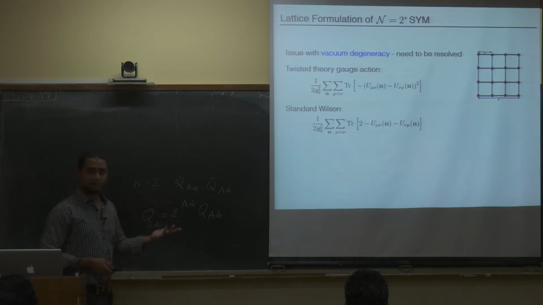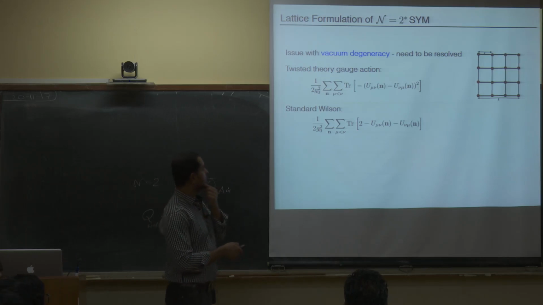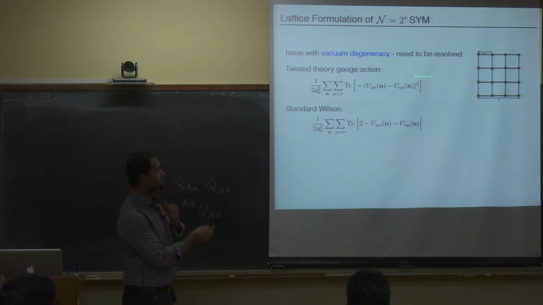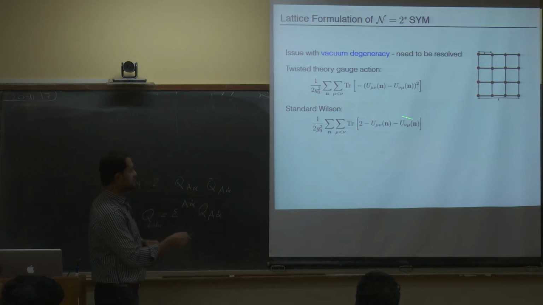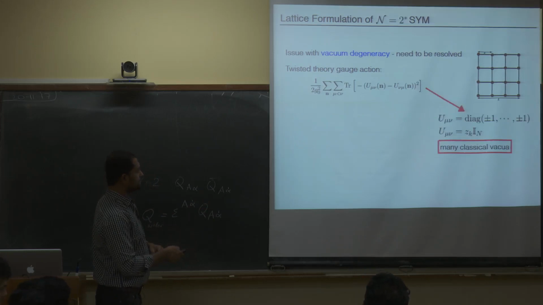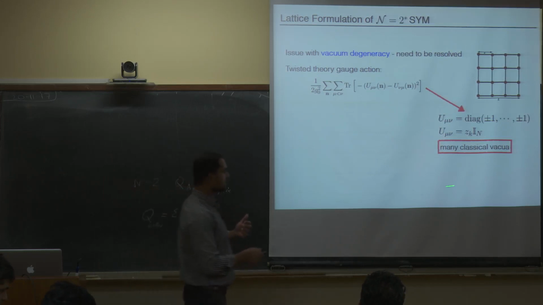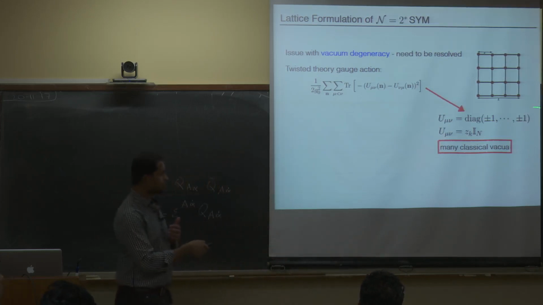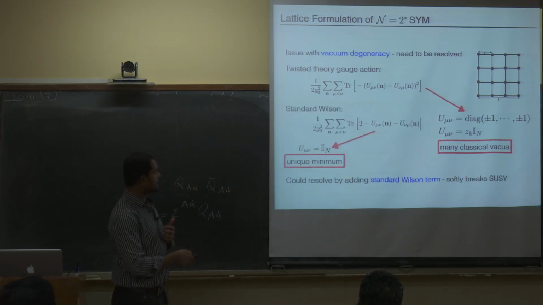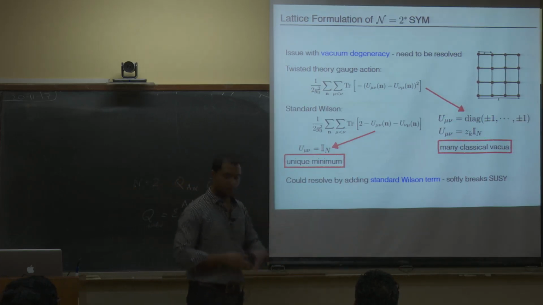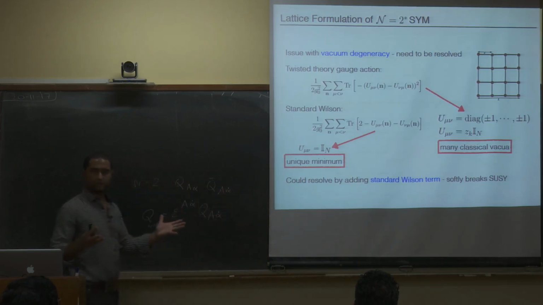So then there are some problems with this lattice construction. If you look at the gauge action, it has this particular form for this theory. But if you look at the standard Wilson action, it has this form. Here we look at the minima of this. It can have many classical vacua. These are all the minimum configurations. But for the Wilson action, there is a unique minimum, which is given by this. So this twisted theory on the lattice has so many minima, and we need to pick one. That is a problematic case.